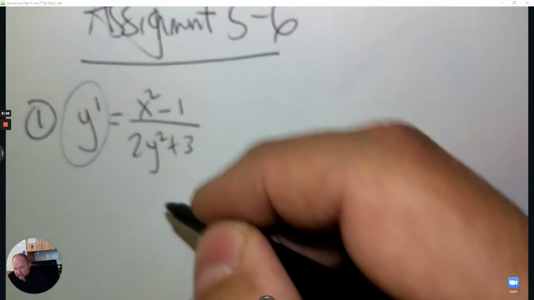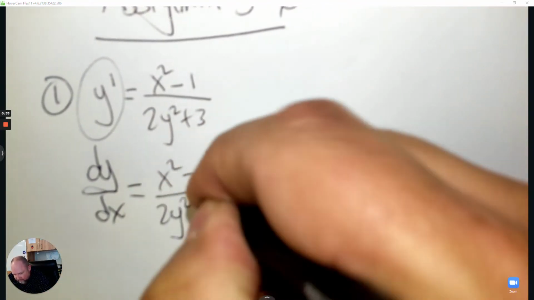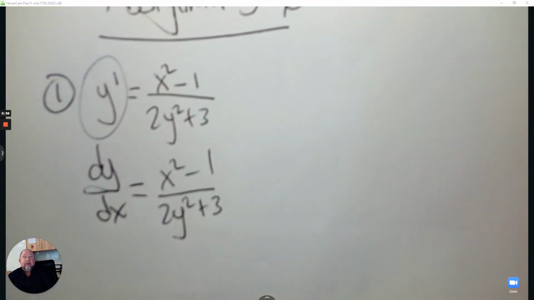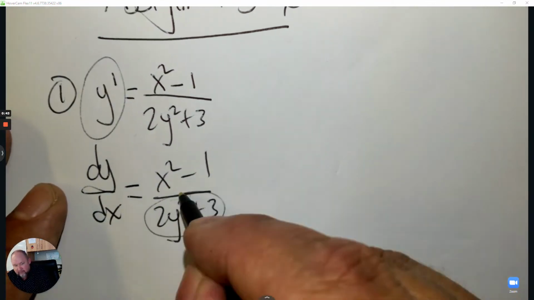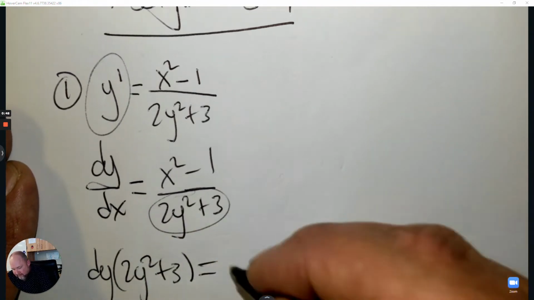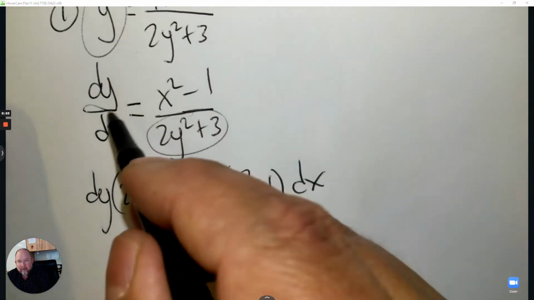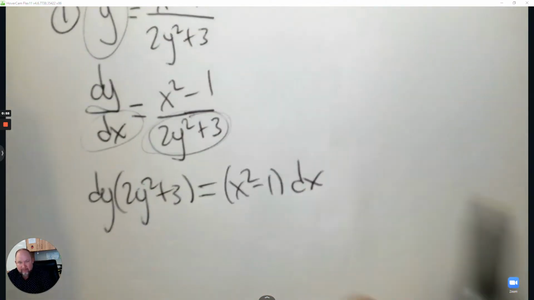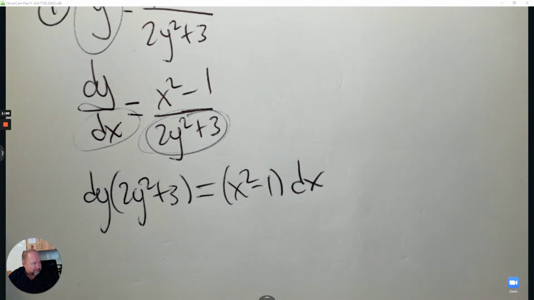So y prime is dy by dx. Now here's the key, the big part of the lesson, honestly. Separate the variables. So we want x's on one side and y's on the other side. So I'm going to multiply by 2y squared plus 3, and I'm going to multiply by dx. Now, do you see? The y's are on one side, the x's are on the other side.